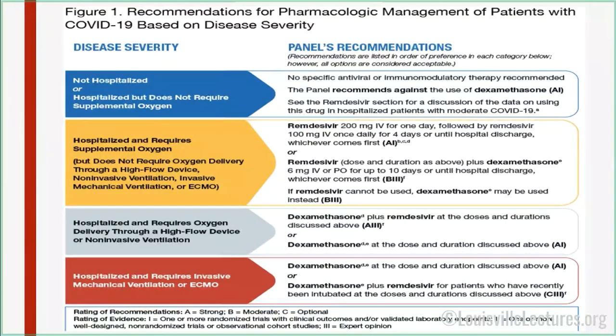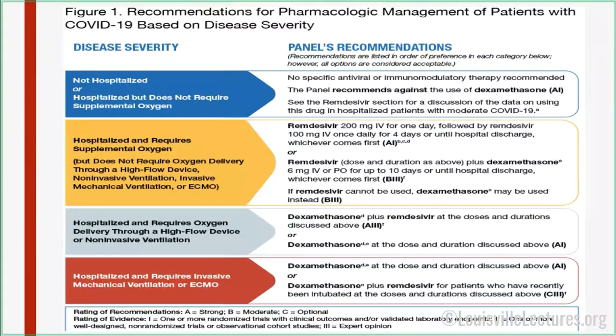Now, an alternative treatment for that is still remdesivir with the same dosing, but also adding dexamethasone, 6 milligrams, either IV or PO, for up to 10 days or hospital discharge, whichever comes first.